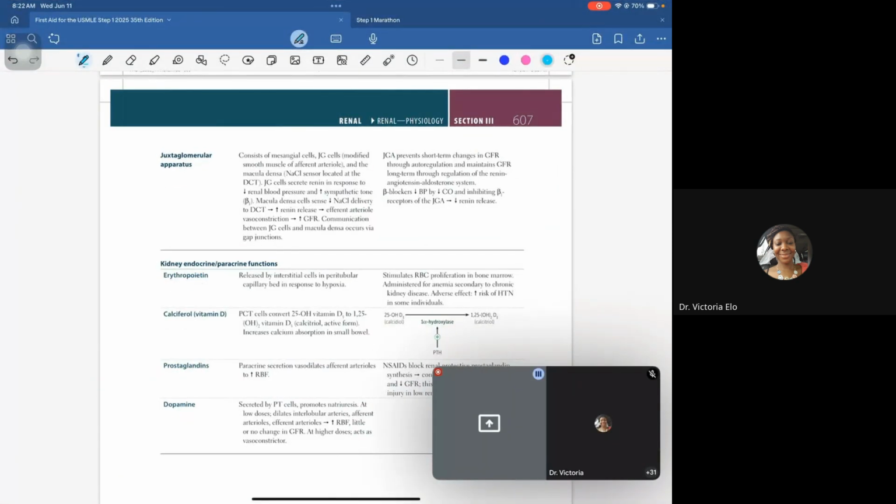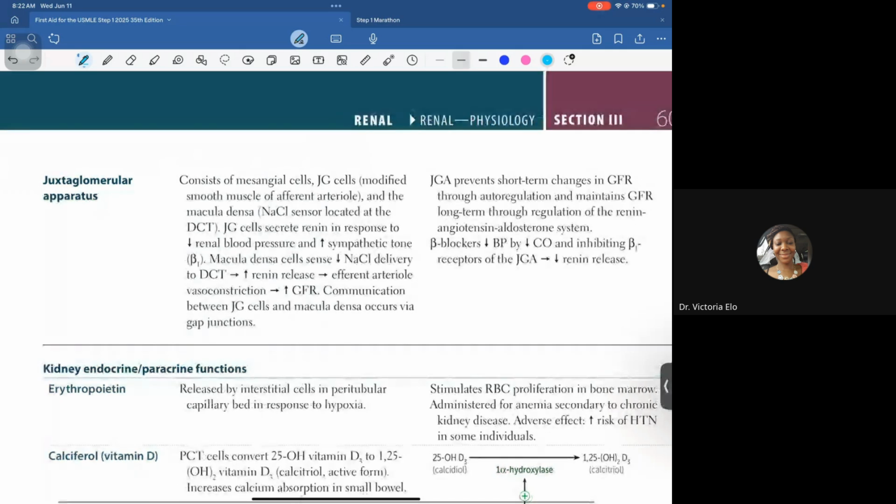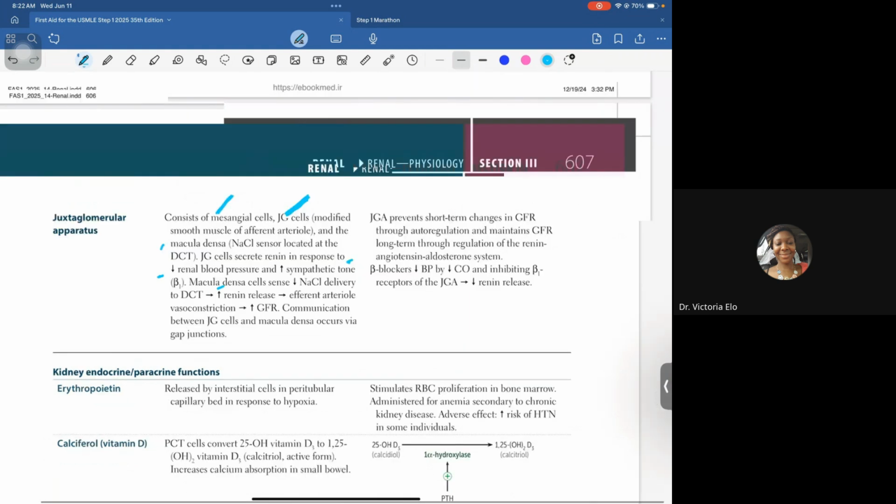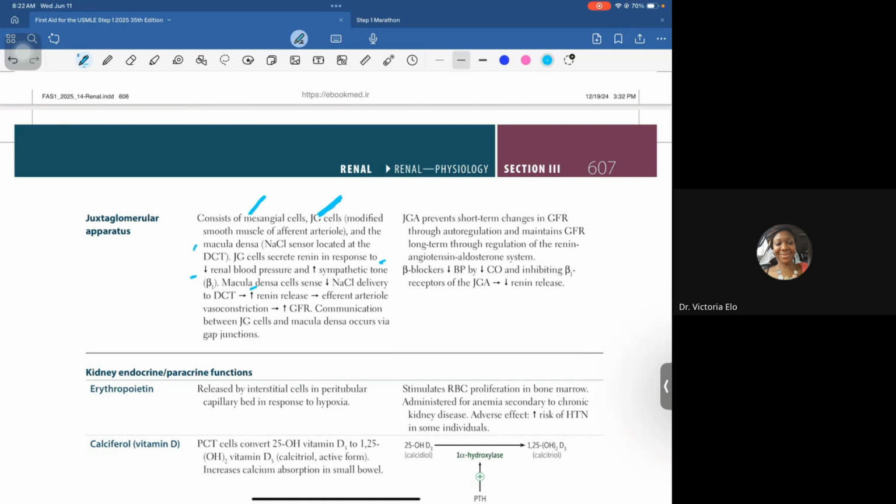Now, what is the juxtaglomerular apparatus? We have already discussed this. The juxtaglomerular apparatus involves the mesangial cells. Basically, this is part of the glomerulus. The juxtaglomerular cells are part of the afferent arteriole, and then there is the macula densa, which are the NaCl sensing cells. Juxtaglomerular cells are going to secrete renin. And when do they secrete renin? When the blood pressure is low, when the sympathetic tone is increased, or when the macula densa detects it. So then the renin is going to increase, and all of these things are going to happen. Okay, guys, any questions till now?